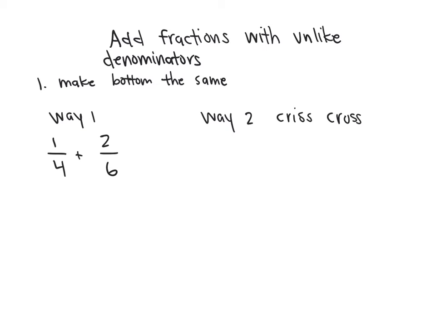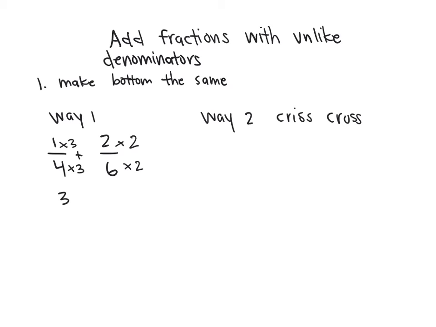I can say to myself, what do 4 and 6 have in common that I can get to as a multiple? Well, I know that I can get 4 and 6 to 12. So whatever I do to the bottom, I have to do to the top. But I don't have to do the same thing to both fractions, as in I don't have to multiply by the same number to both fractions. So how am I going to get 4 to 12? I'm going to multiply by 3. How am I going to get 6 to 12? I'm going to multiply by 2.